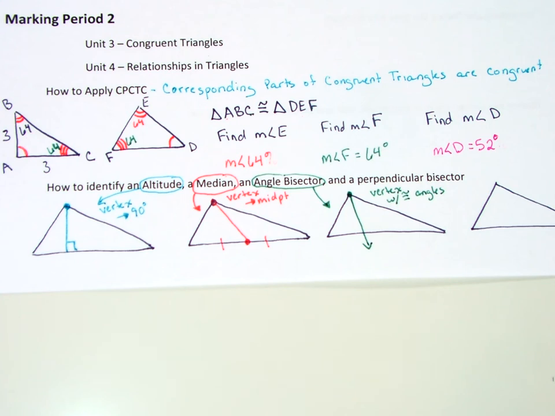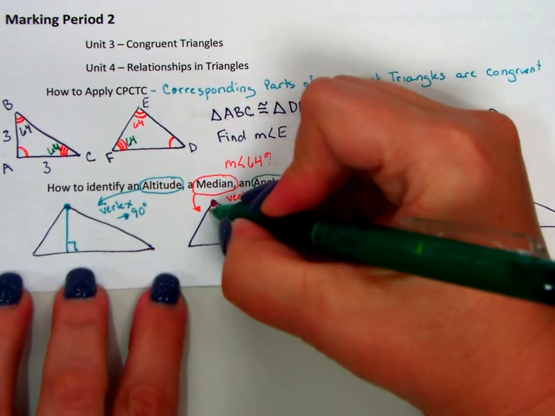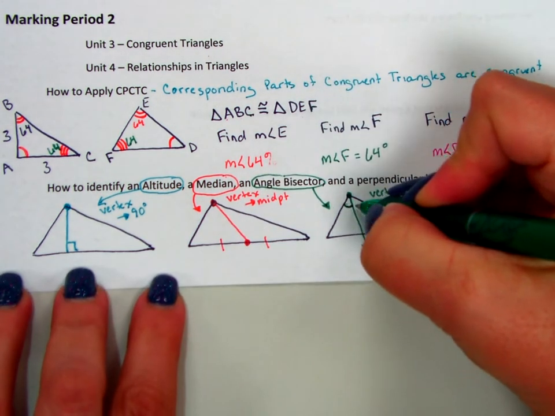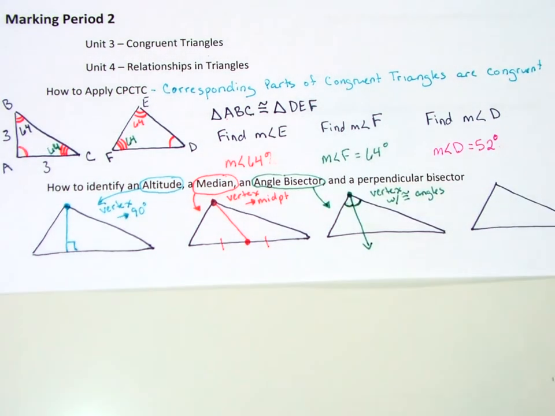Sometimes you'll see it as a ray. You could also see it as a segment. It could also be a line that goes all the way through. How do I show that the angles on both sides are the same? What symbol should I be looking for? I should be looking for arcs.